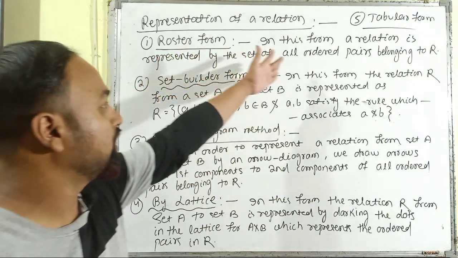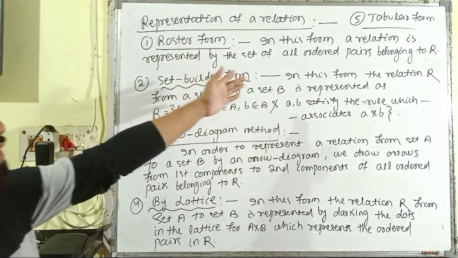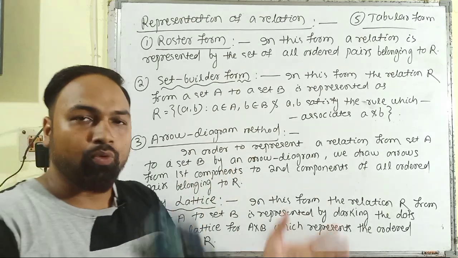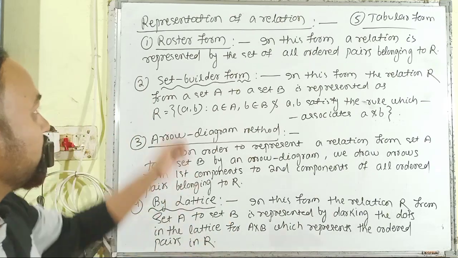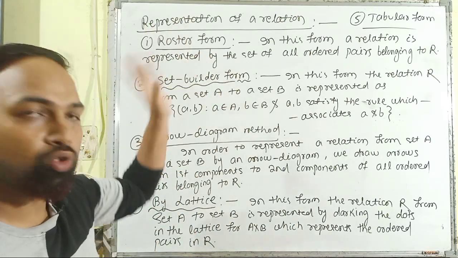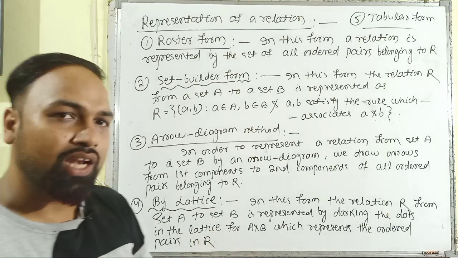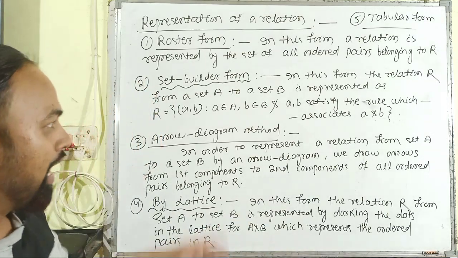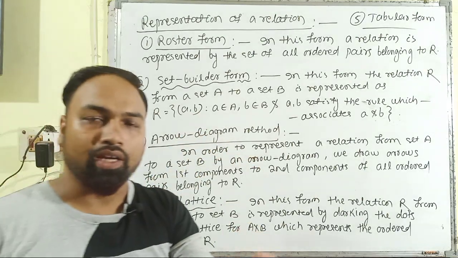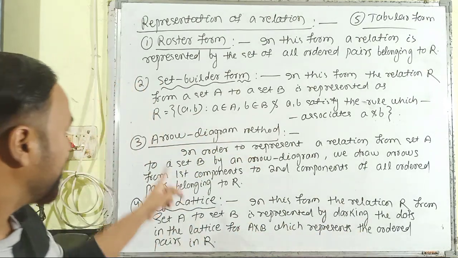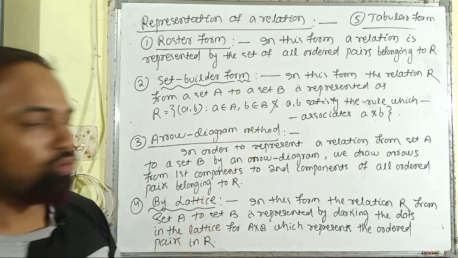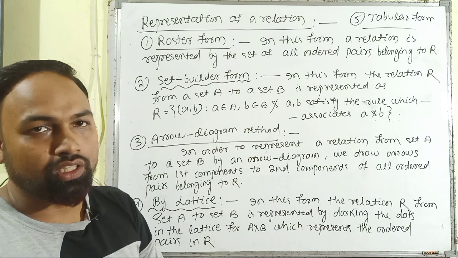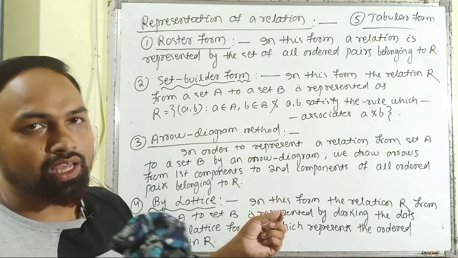And this is the roster form. In this form, a relation is represented by the set of all ordered pairs. So we have to collect all possible ordered pairs and form a set, and that set is the representation of that relation in roster form. The set builder method, generally the questions are given in the set builder method, and here the relation is given between the two elements. The arrow diagram method, we just have to connect the respective elements which are in the form of ordered pairs by drawing an arrow.